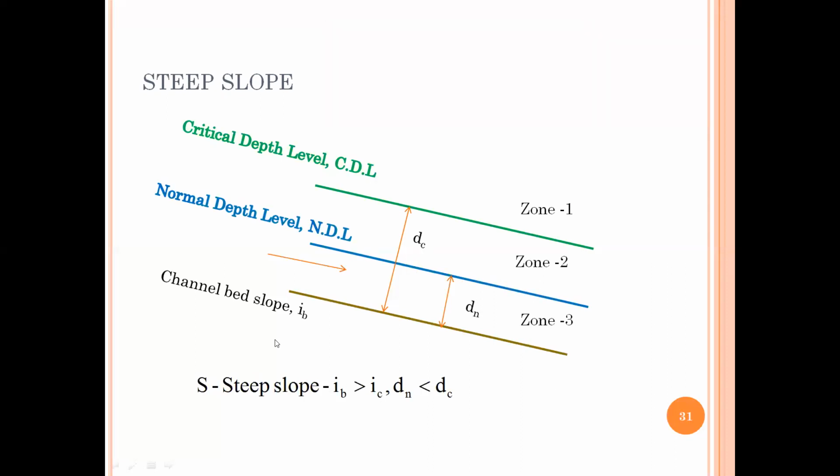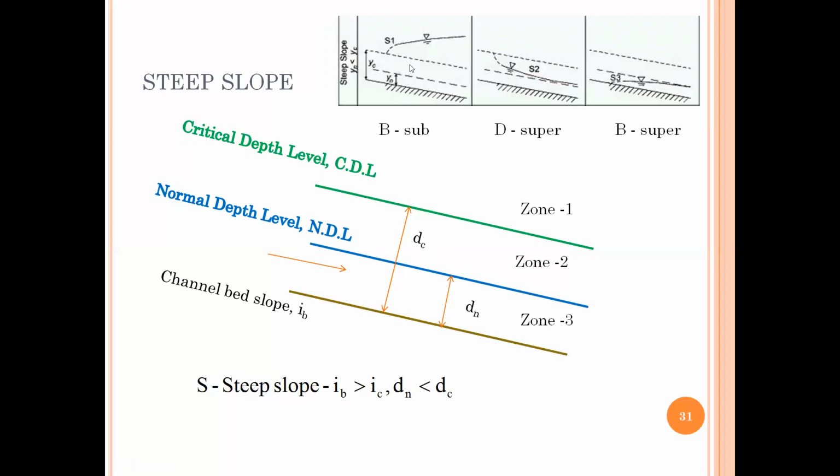Now second, coming to your steep slope. Now in steep slope, what is happening? My channel bed slope is greater than critical and my DN is less than DC. So that's why my DN value is shown here and DC value is shown here. So again, I've got zone 1, zone 2, zone 3. And here also, when the depth is here, when the depth is here, when the depth is here, we'll be calculating. So when my depth is above my critical depth, my profile is increasing. So it is a backwater curve, and the flow is subcritical flow.